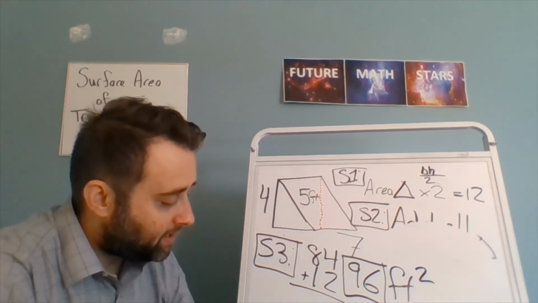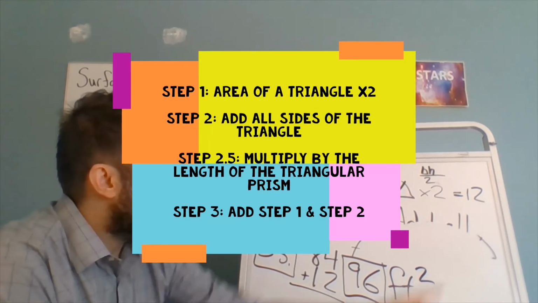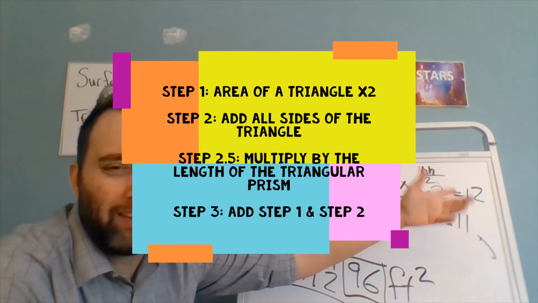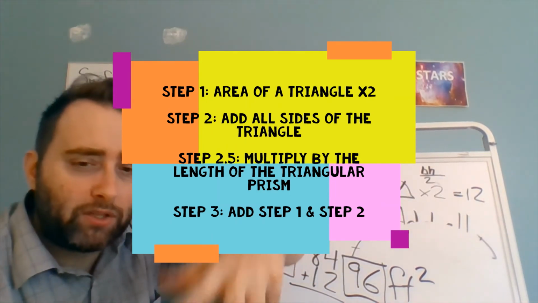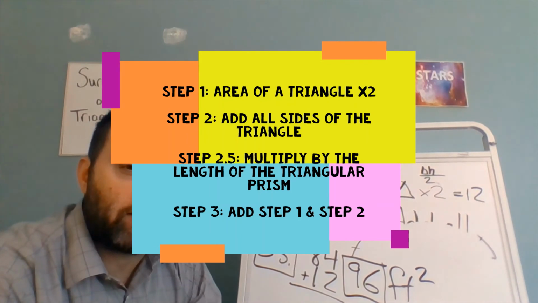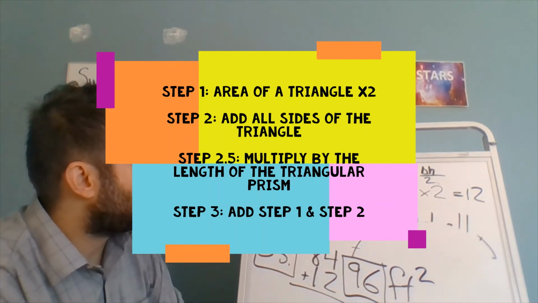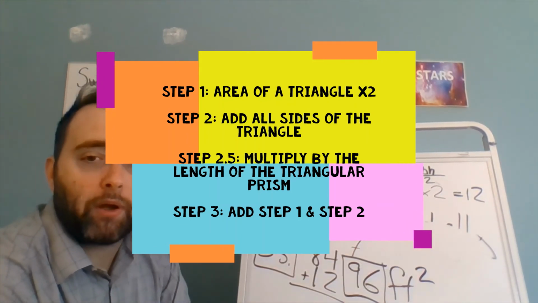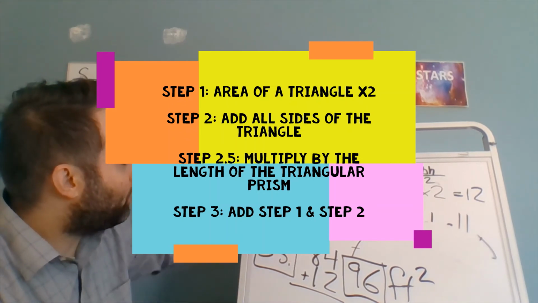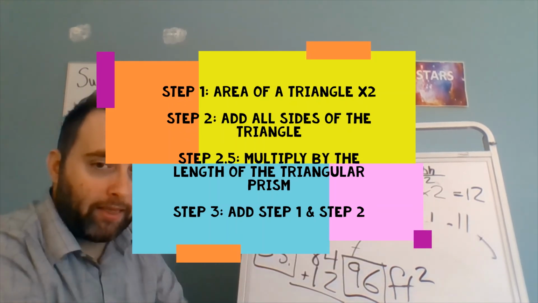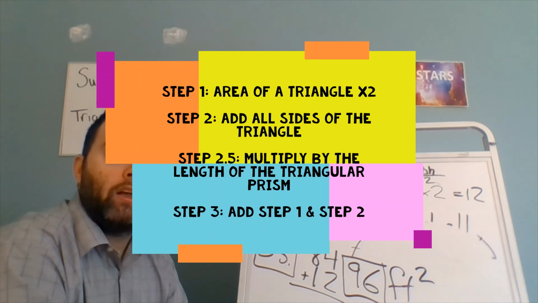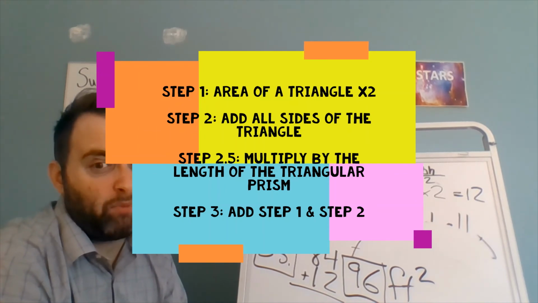A couple of steps, not that hard. The most important part is to know that dividing by 2 and multiplying by 2 just cancel each other out. So just do base times height. And then this part that I erased is probably the most important: add all the sides, multiply by the length. Longer video, but it's important.